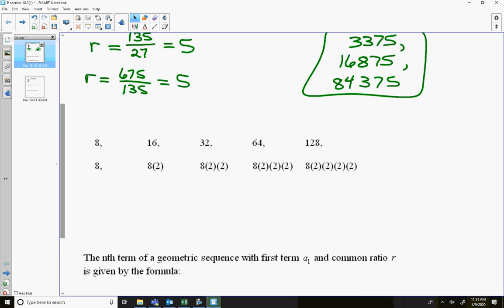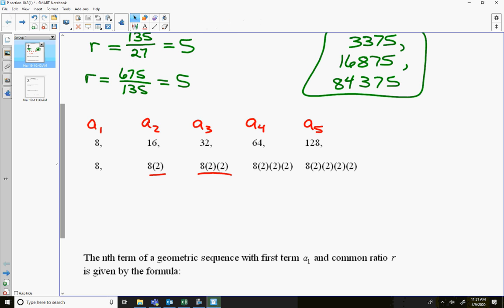Again, we're kind of doing the same idea that we did with the arithmetic sequences. So here's a geometric sequence. We're going to identify its formula, its pattern. This is our first term, second term, third term, fourth term, and the fifth term. It should be easy to tell that each term is being multiplied by 2 to get to the next consecutive term. So our second term is the first term of 8 being multiplied by 2. The third term is that first term of 8 multiplied by two 2's, and so forth.